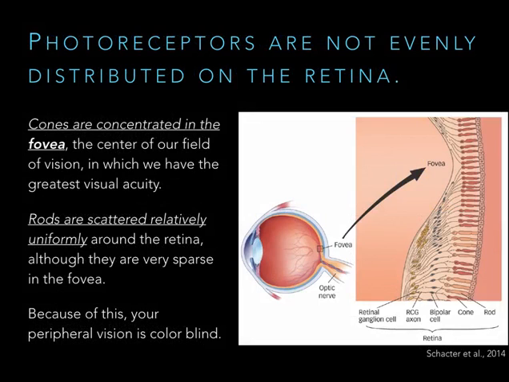I want to touch back on our fovea real quick. The fovea is where we actually perceive color, so that contains only cones. There are very few rods in the fovea, and there are very few cones outside of the fovea. So there's our fovea there, right in the center of the visual field.